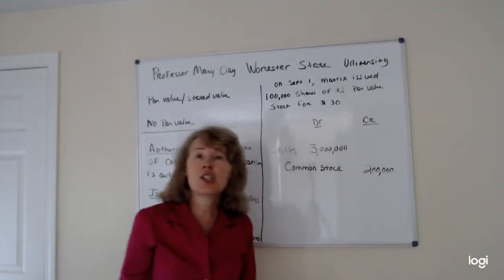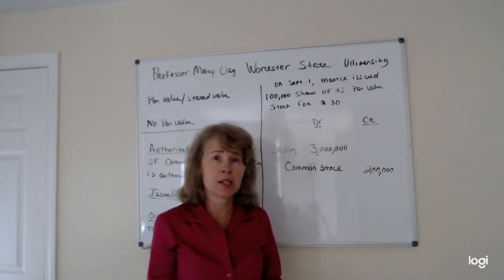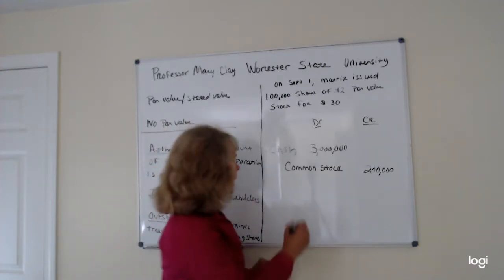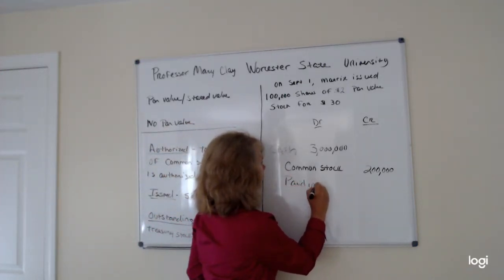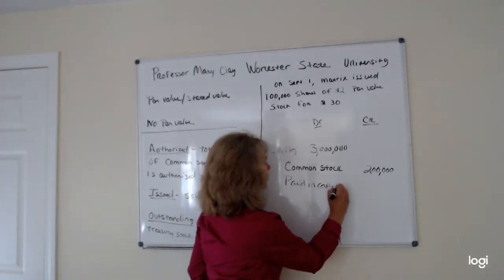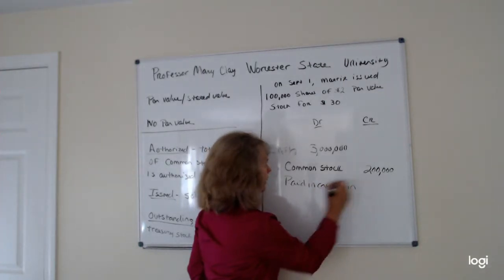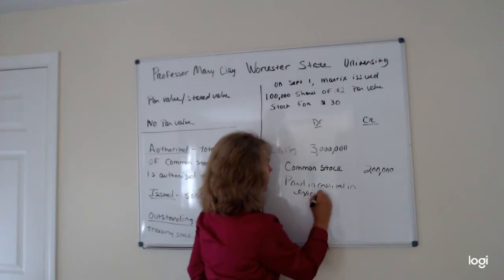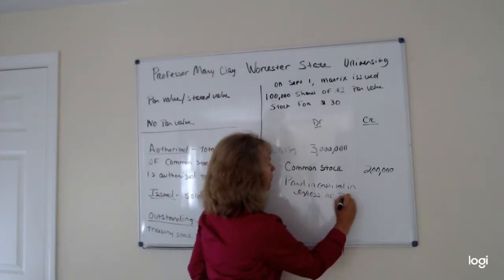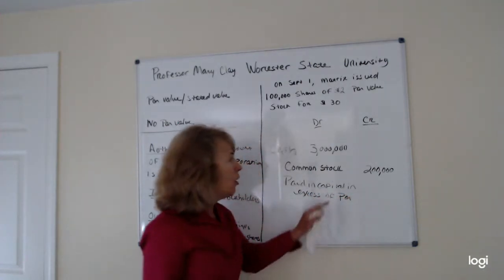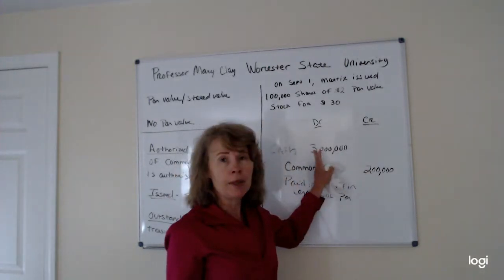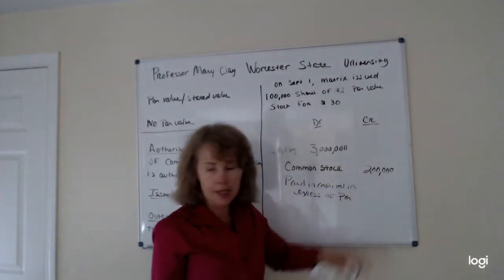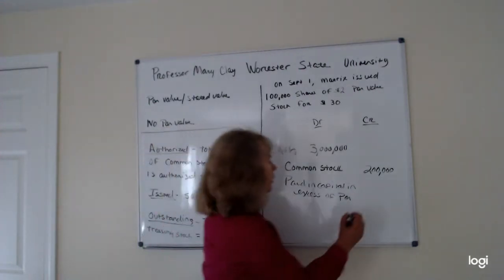I'm going to teach you a new account. Here's what it's called. It's called paid in capital in excess of par. Okay, all it is, again, it's a plug between the difference. 3 million minus 200,000 gives you 2,800,000.